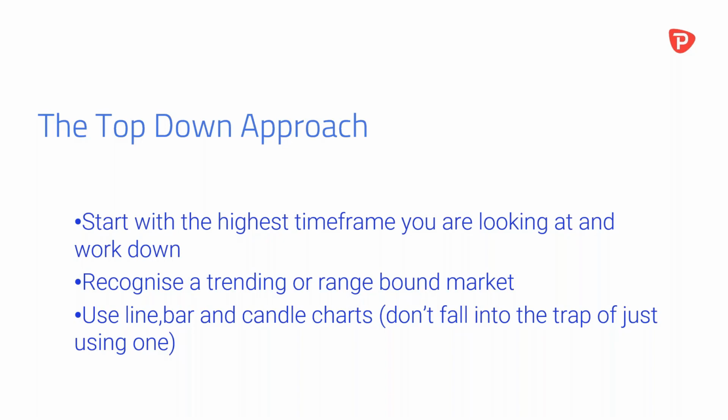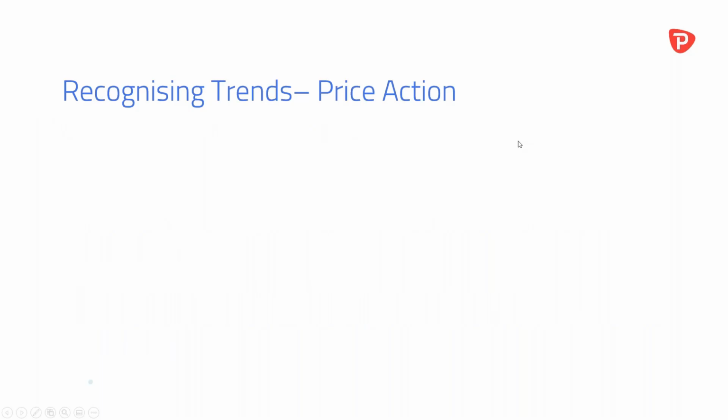So by using a top-down approach, coming from maybe a daily down to a 4-hour, down to a 1 hour, down to a 15-minute, down to a 5-minute, and understanding what the trends are doing and what's happening on the higher timeframes from a support resistance price action side, we can then bring our indicators in and be trading with that general trend. So we want to be able to do that as much as possible.